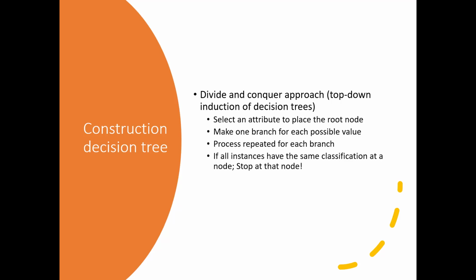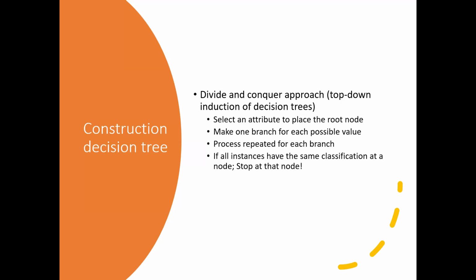Okay. So divide and conquer approach means simply that when you are given a problem, we break the problem into smaller problems and then we solve each of those smaller problems so that you can solve the bigger problem. In relation to decision trees, we call it top-down induction of decision trees.